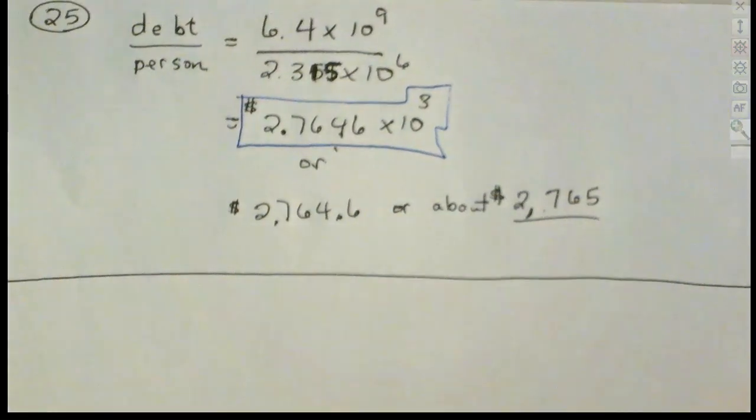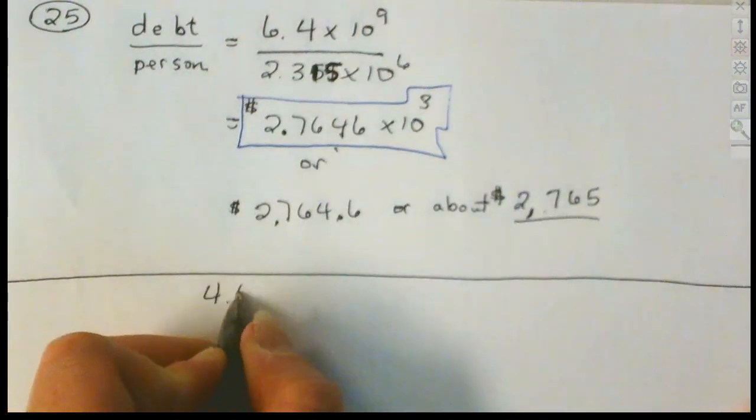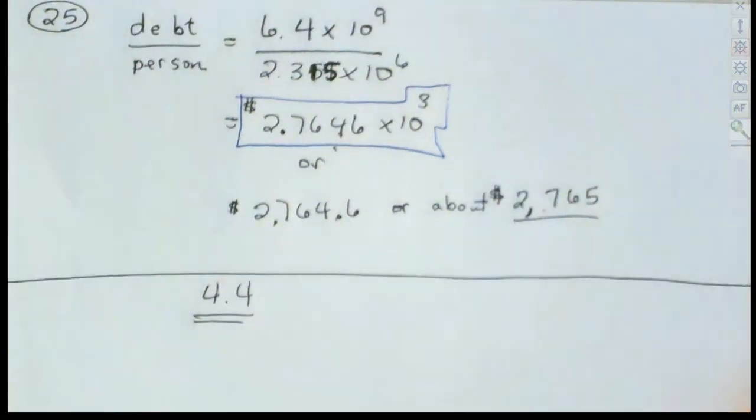We do have a few questions out of 4.4 to look at, and 4.4 is going to be the more important section. We use exponents quite a bit in college algebra, but we really need to make sure that we know how to multiply these polynomials, because we're going to be using it a lot in this class. So we're going to begin in 4.4 with question 2.